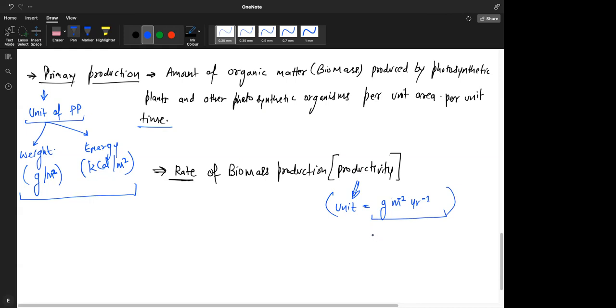In terms of energy, what will it be? You tell me. Kilocalories meter square inverse, year inverse. Correct? Everyone understood the difference between productivity rate, which is the rate of biomass production, and primary production itself? No doubts, right?